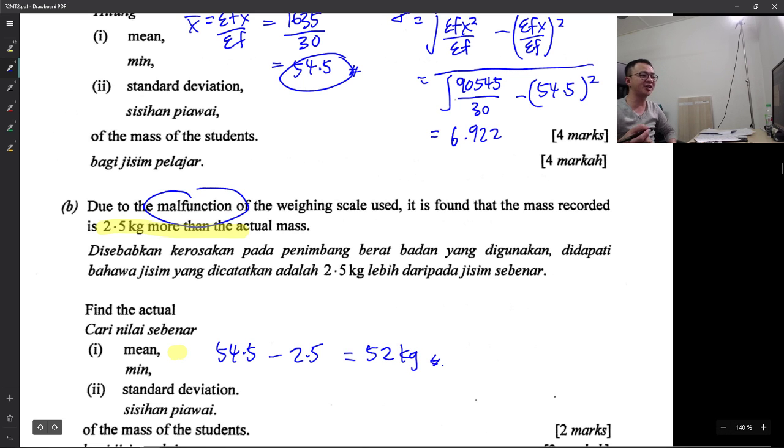So this one will be your new mean. And standard deviation, when you minus or plus any value, you will not affect the standard deviation unless you multiply. So in this case, my standard deviation will remain the same, 6.922.